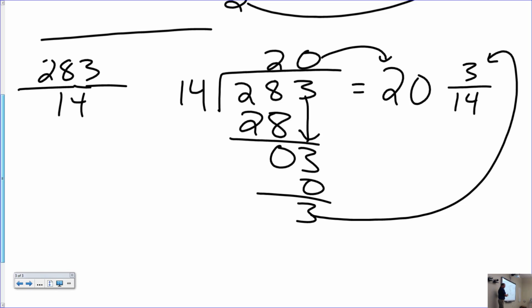Not bad though. Okay, so now let's go the other way. Let's suppose that I ask you to convert from mixed to improper.